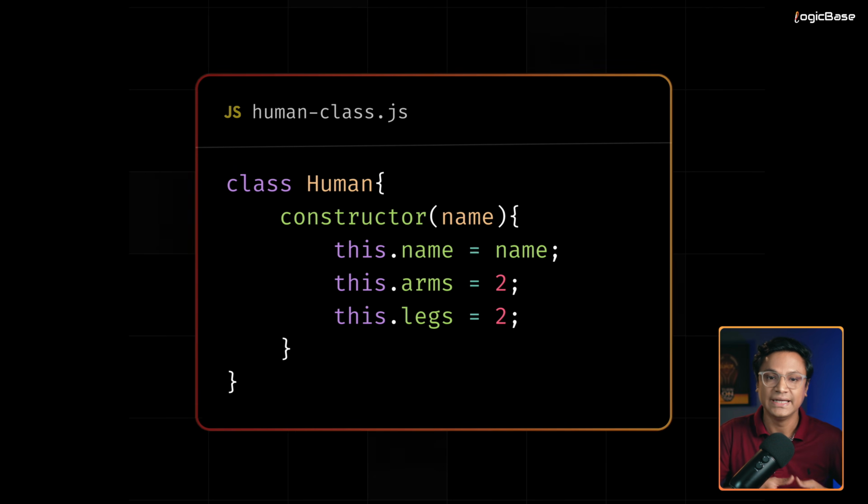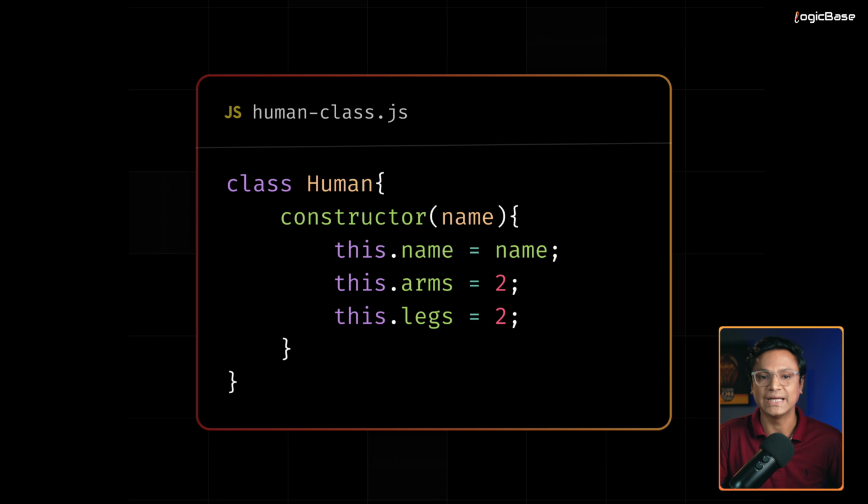Now let's look at an example. Suppose your game has a class called human. Inside it, there's a constructor that will only take a name when creating an object from outside. Every human has 2 hands and 2 legs. These are fixed and the same for everyone, so they can be treated as static properties. And the name will come from outside when the object is created.